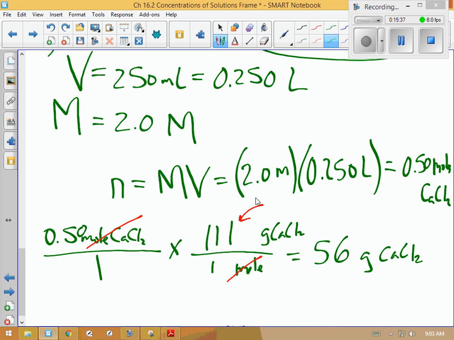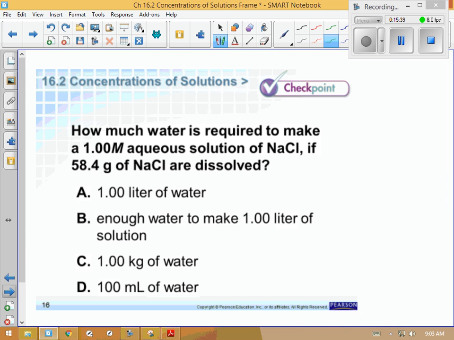Let's move on. What we have next is a pretty simple one. Just a check problem. How much water is required to make a 1 molar aqueous solution if we're using sodium chloride? And we have 58.4 grams of sodium chloride dissolved. Where do we start? We know mass, we don't know moles. What is molarity?